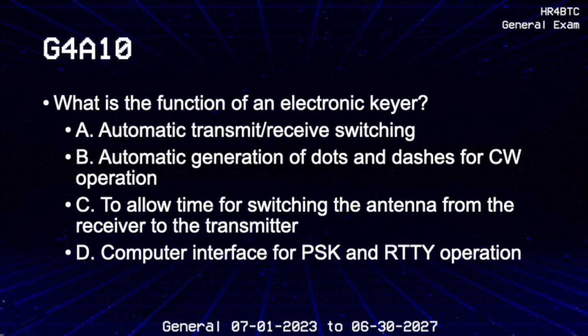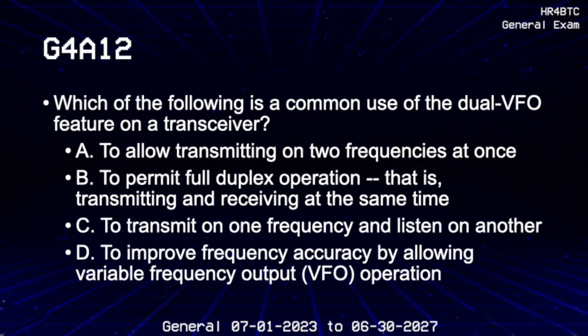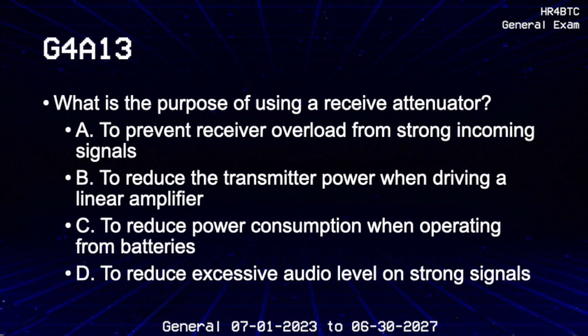What is the function of an electronic keyer? Automatic generation of dots and dashes for CW operation. Why should the ALC system be inactive when transmitting AFSK data signals? The ALC action distorts the signal. Which of the following is a common use of the dual VFO feature on a transceiver? To transmit on one frequency and listen on another. What is the purpose of using a receive attenuator? To prevent receiver overload from strong incoming signals.